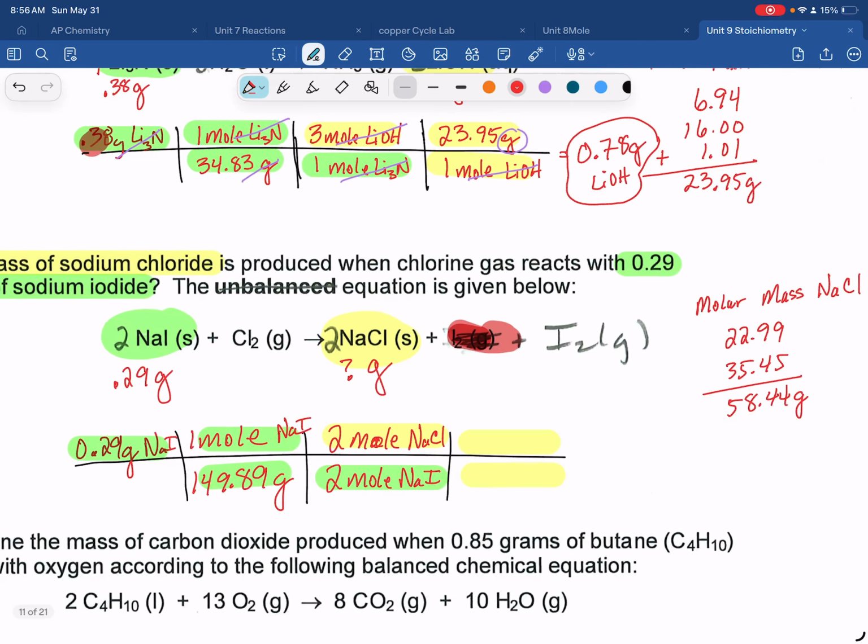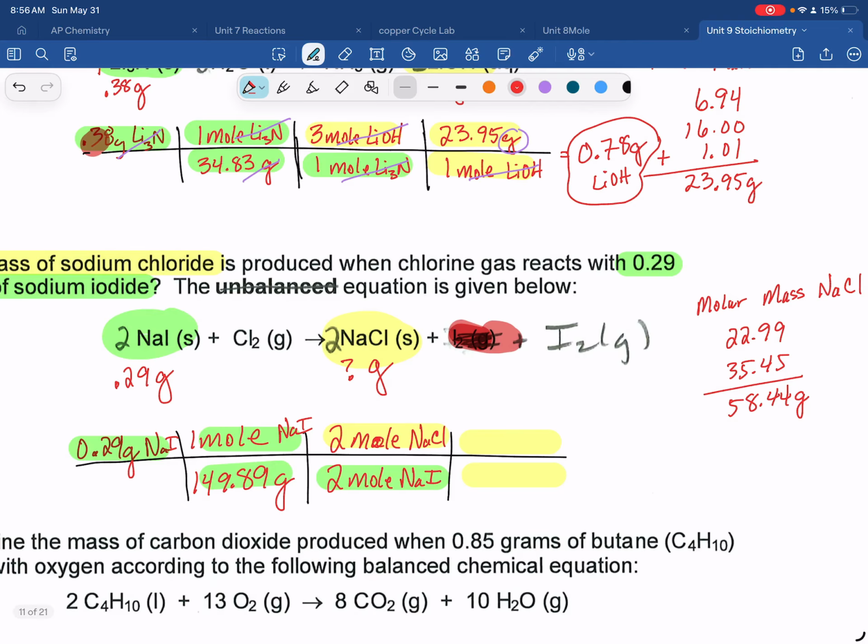Last up, molar mass of sodium chloride goes in the final set of train tracks. 58.44 grams for every 1 mole of NaCl. Now let's cross it out. I love this step. Goodbye grams. Moles of NaI, yep. Moles of NaCl, yep. Final answer, grams. Multiply across the top. Divide by what's on the bottom on your calculator.